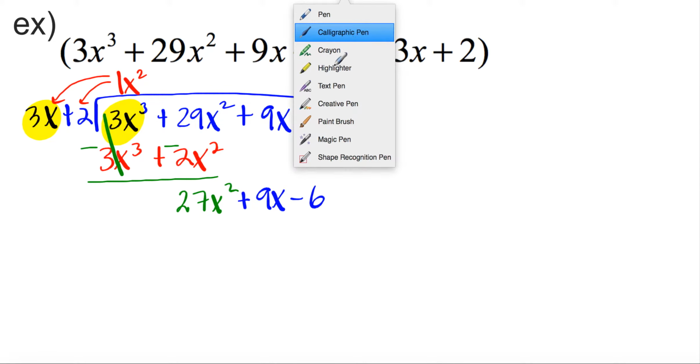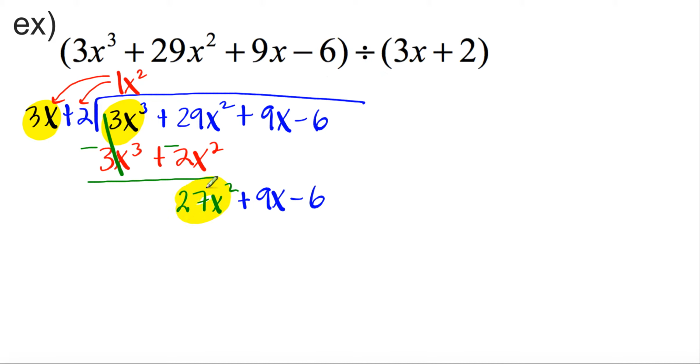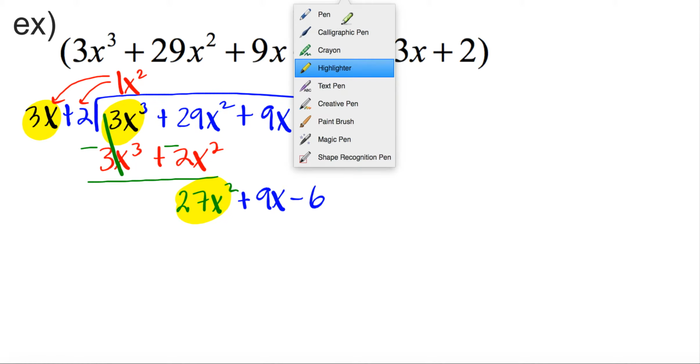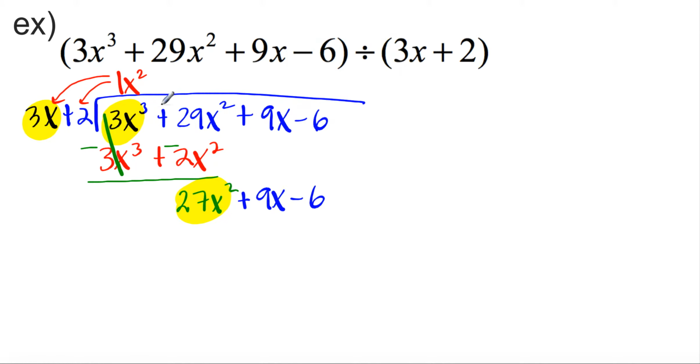We're going to repeat the process. We have to figure out 3x times what gives me 27x squared. Well, we know that that would be 9x. So let's put plus, because it's positive, 9x. Multiply the 9x times 3x. 9 times 3 is 27. X times x is x squared. Add your exponents. 9x times 2 gives me plus 18x.